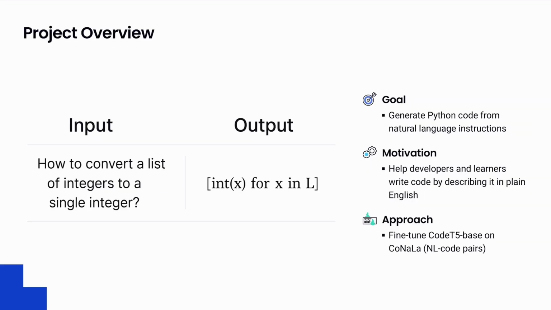Let's look at the problem. On the left, you see a natural language instruction, and on the right, a piece of Python code that could be the answer. We aim to build a model that can generate this code automatically just by understanding what the user wants. Specifically, we wanted to, first, help users write code by describing it in plain English. And second, fine-tune CodeT5 on the CoNaLa dataset, which contains pairs of instructions and code. Since CodeT5 is pre-trained, we adapted it to this task by fine-tuning it on Python code generation.